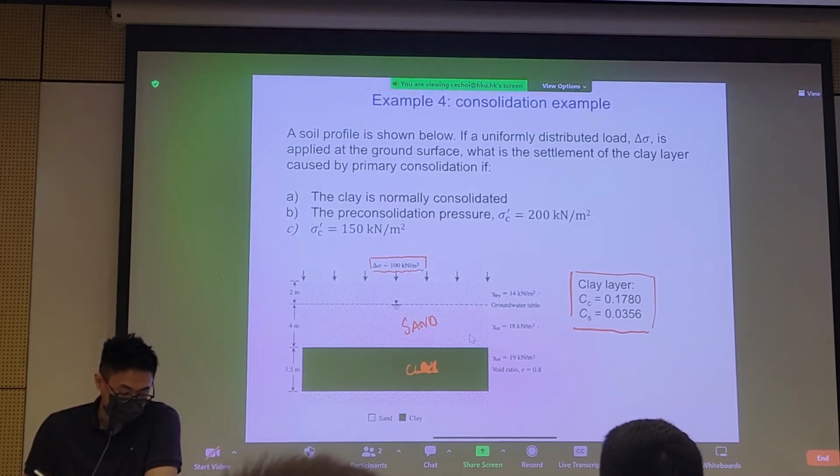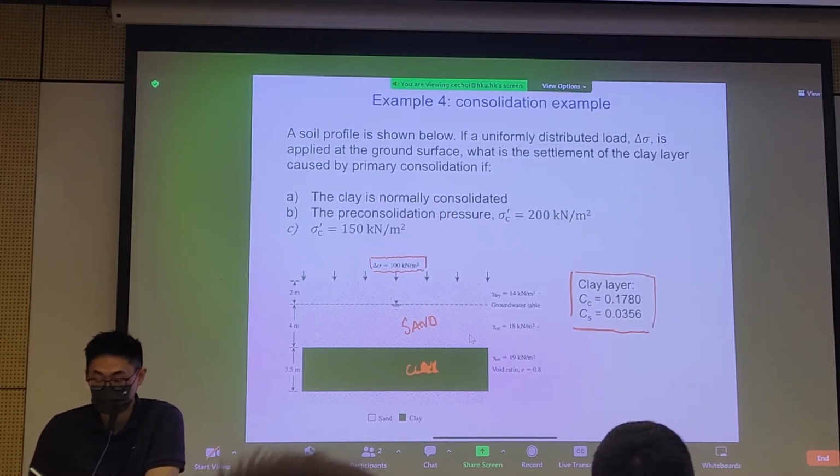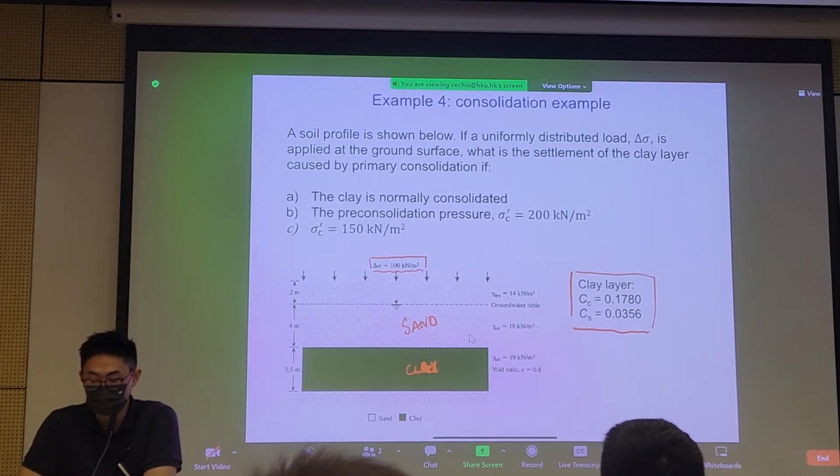Now, the question here asks you, how much settlement do you expect purely from primary consolidation? Now, this is a very good question for them to ask you during your interviews, right? It's quite common. I like to ask this at AECOM, I think, during the interviews. How much primary consolidation do you expect? So, in the first part of the question, you know that the clay is normally consolidated. The second part of the question, they ask you how much settlement is, if you know the pre-consolidation pressure is 200 kPa, and the third part of the question is the same thing, but what if we reduce the pre-consolidation pressure to 150 kPa? And you're given the initial thickness of each layer here. The clay layer is 3.5 meters in thickness.